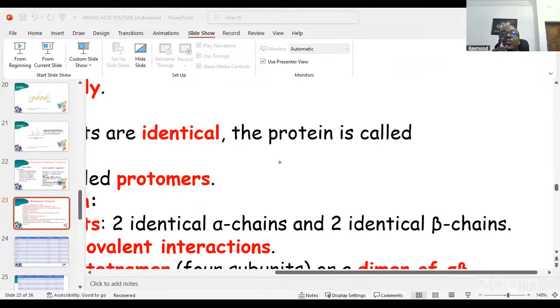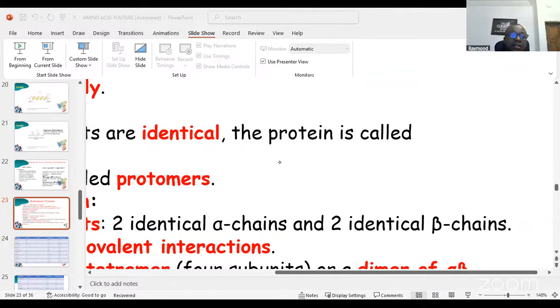So if you say they are tetramers, you can say it has 4 subunits. But if you want to go further to indicate the nature of the subunits, you use the word protomer: a dimer of alpha-beta protomers. A protomer is one alpha and one beta. So dimer means 2: 2 alpha-beta, that is, 2 alpha subunits and 2 beta subunits.